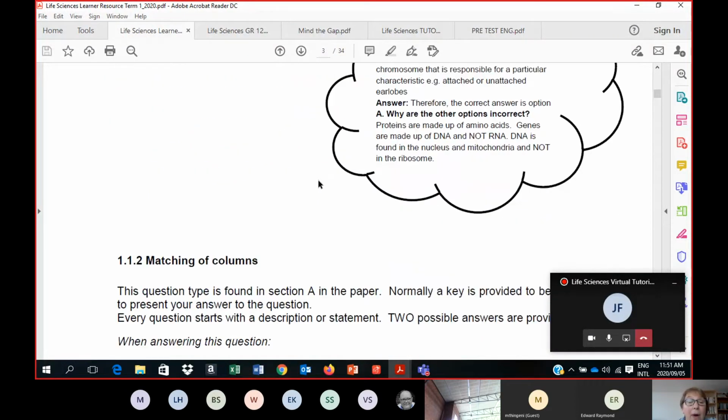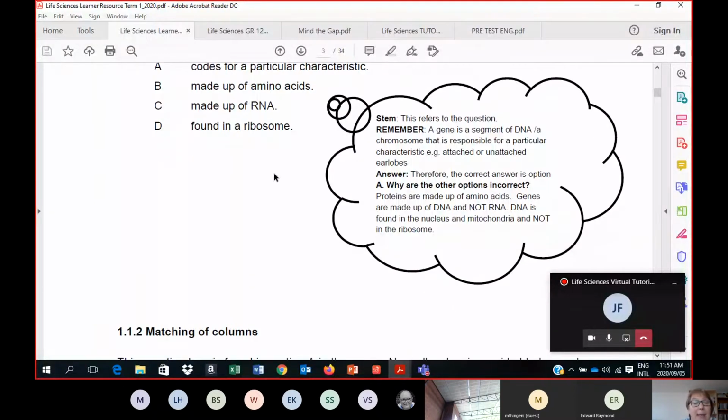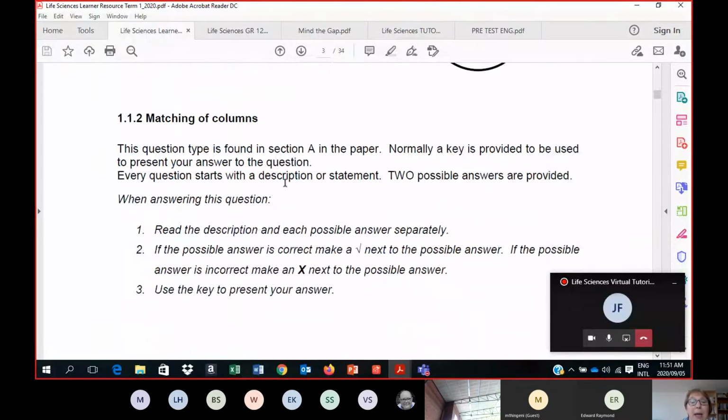Right, so those are the multiple choice questions. As I said, they are 2 marks each, so be very careful when answering them and don't just answer the first thing that comes to mind. Now the next type of question that you get are these matching columns, all right? So let's just read through this together. This question type is found in section A as well, and these are also 2 marks each, so that's a lot. Normally, a key is provided to be used to present your answer to the question.